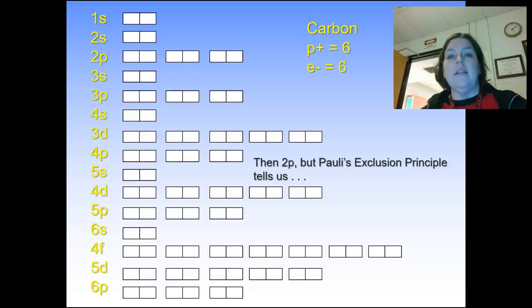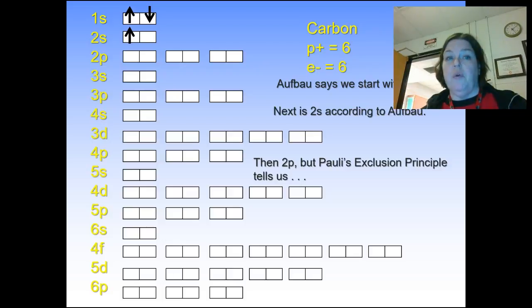So carbon has 6 protons and 6 electrons, so we start to fill. Aufbau says we start with 1s. So we start with 1s. There's 1, 2. Then we go to 2s, 3, 4. Then we go to 2p. Now, we don't do this. This is not right. That's not okay. This is the one that's right.